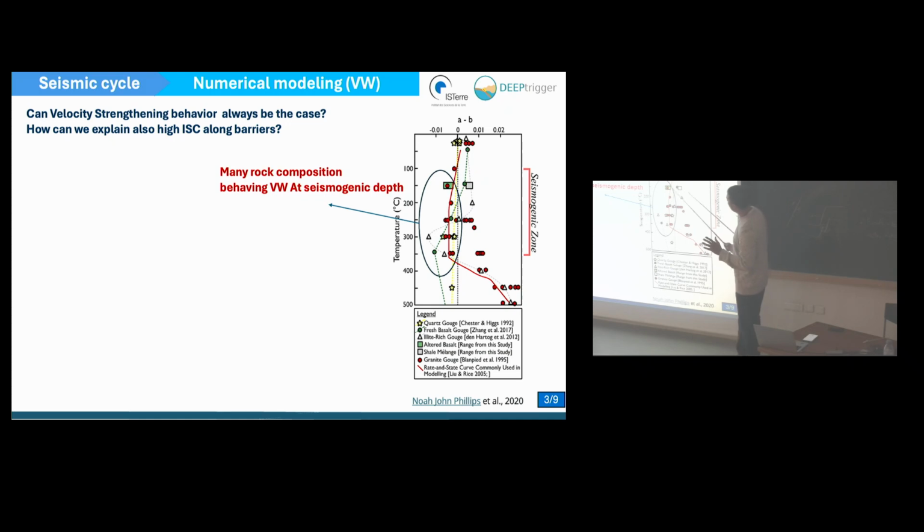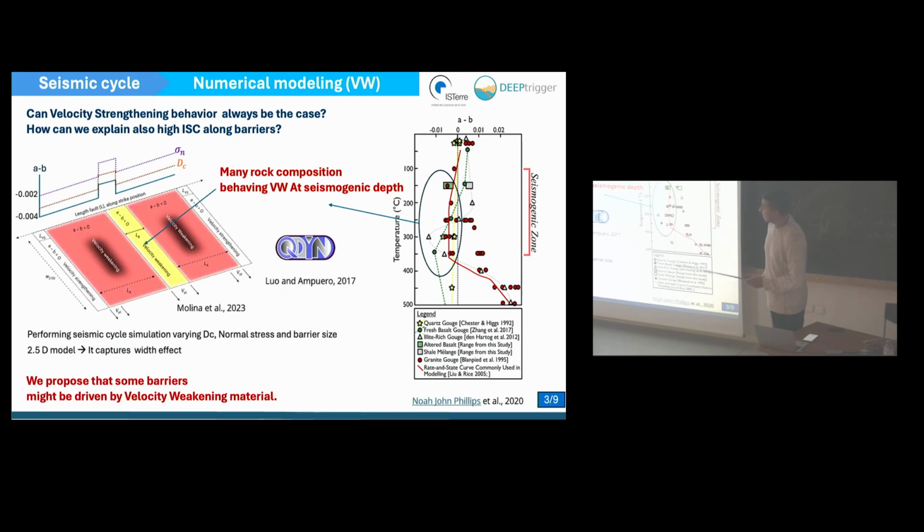Basically, what I will show here is that if you study the rocks that you expect to find within the seismogenic zone in this range of temperature, you see that many of them indeed behave as velocity weakening, and just some of them could behave as velocity strengthening. So it might be that velocity weakening and velocity strengthening barriers are both found in nature. But what particular conditions do we need to create weakening barriers?